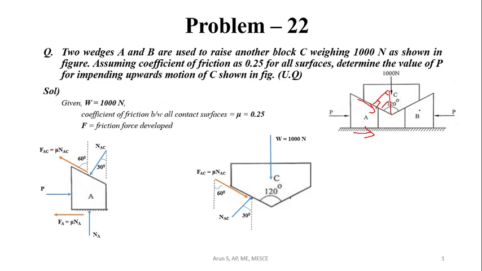Now, similarly between wedge B and block C a normal reaction is set up. That normal reaction is perpendicular to the contact surface. Let it be NBC. Now, as we apply this force, wedge B will be moving in the downward direction, so the friction force will be in the downward direction. Again, with geometry, this makes an angle of 60 degree with the vertical. Now, the free body diagram is completed. We can apply equilibrium to block B.